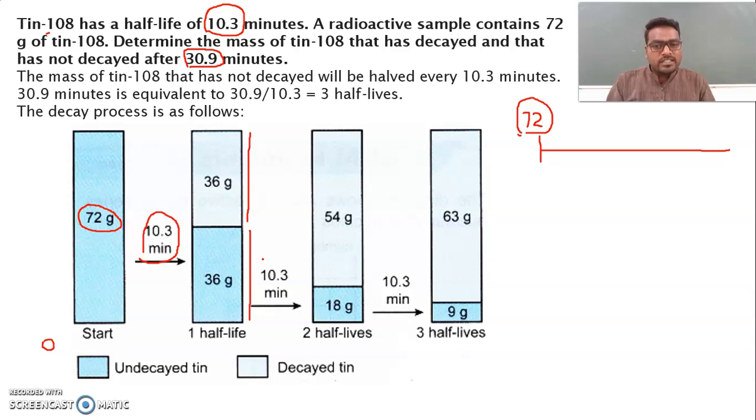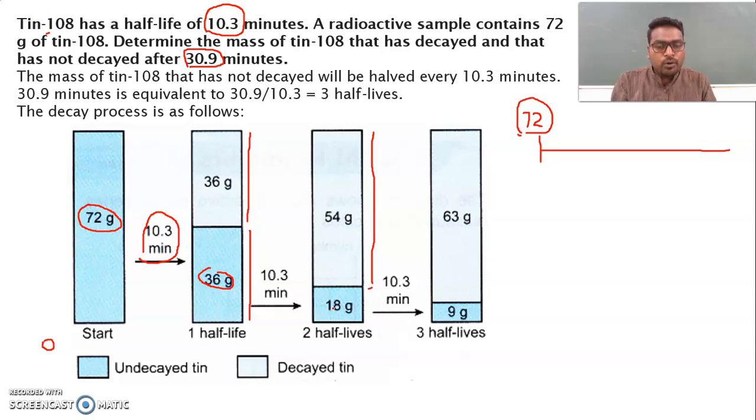Further, again after 10.3 minutes, what is half of this 36 gram? 18 gram. So 18 gram is decayed. 18 plus 36 is 54. So after another 10.3, that means after 20.6 minutes, 54 gram of tin has undergone nuclear decay and 18 gram remains. Then again after 10.3, why am I taking 10.3? Because here 10.3 is the half-life period of the given radioactive element. So exactly at this time, half of the initial value gets reduced.